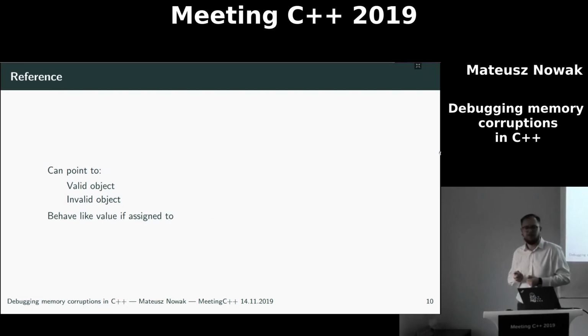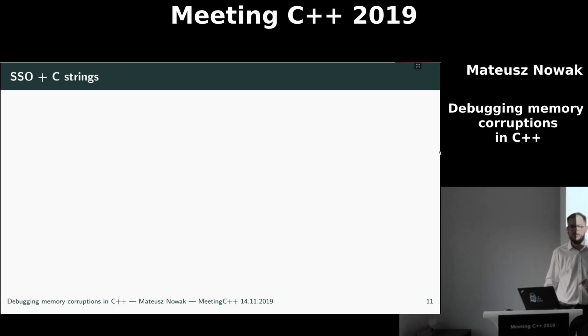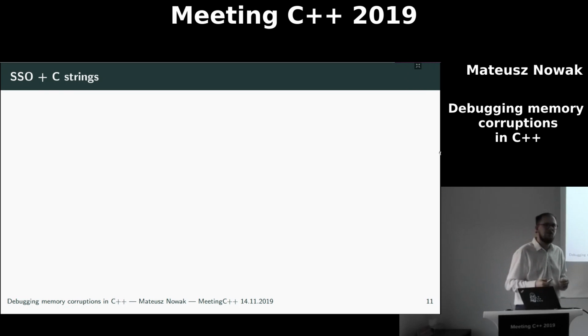Okay. The other problem is the reference, which works kind of like the pointer under the hood. It can point to a valid object, an invalid object, a moved-from object, and you can fall into a trap, because if you assign to the reference, you are assigning to the very value it refers to, not the pointer, let's say. So it can generate some issues if you are not careful enough. Okay, the next trap that you can fall into is from the family of implementation-defined behavior.